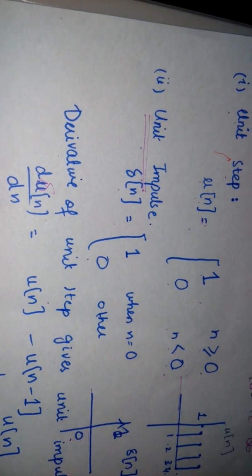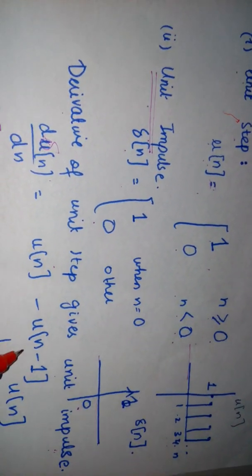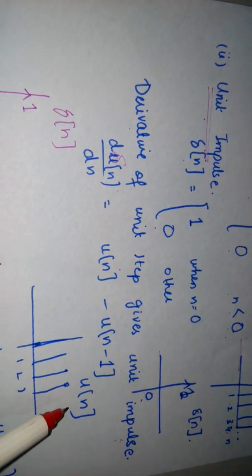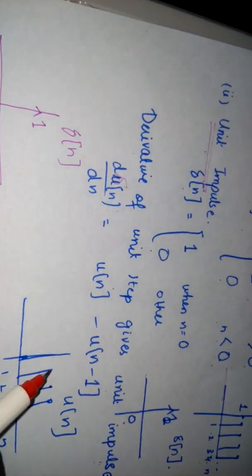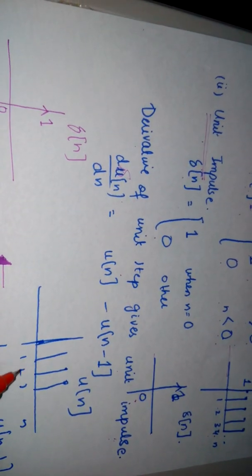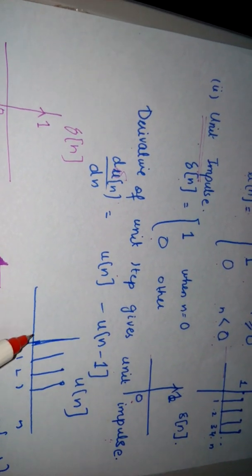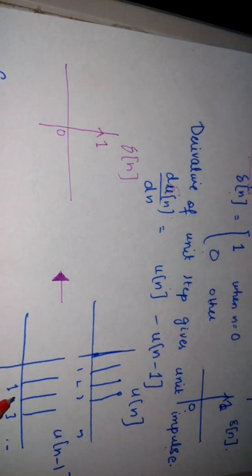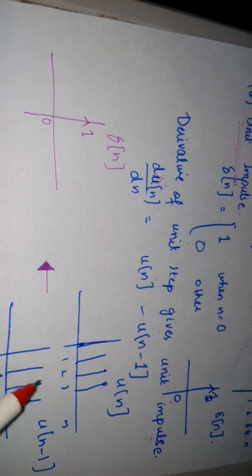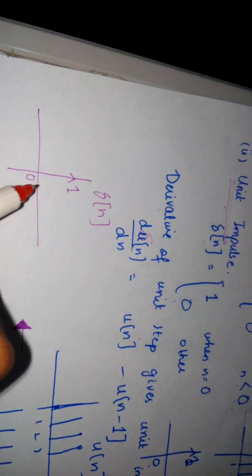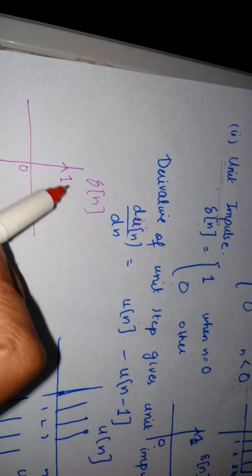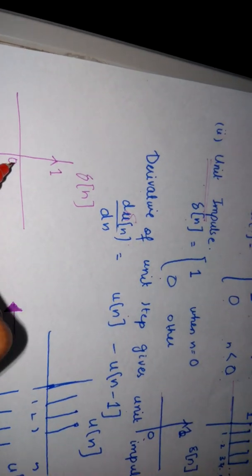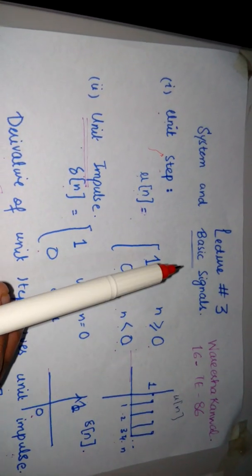Derivative of u of n with respect to n is equal to u of n minus u of n minus 1. If I represent the signal u of n, which I already told you is equal to 1 when n is greater than or equal to 0, and it is 0 when n is less than 0, and the other signal is the shifted version of it, then when I subtract these two signals, it gives the impulse function, that is the unit impulse, which is 1 at 0. So this is all about basic signals.